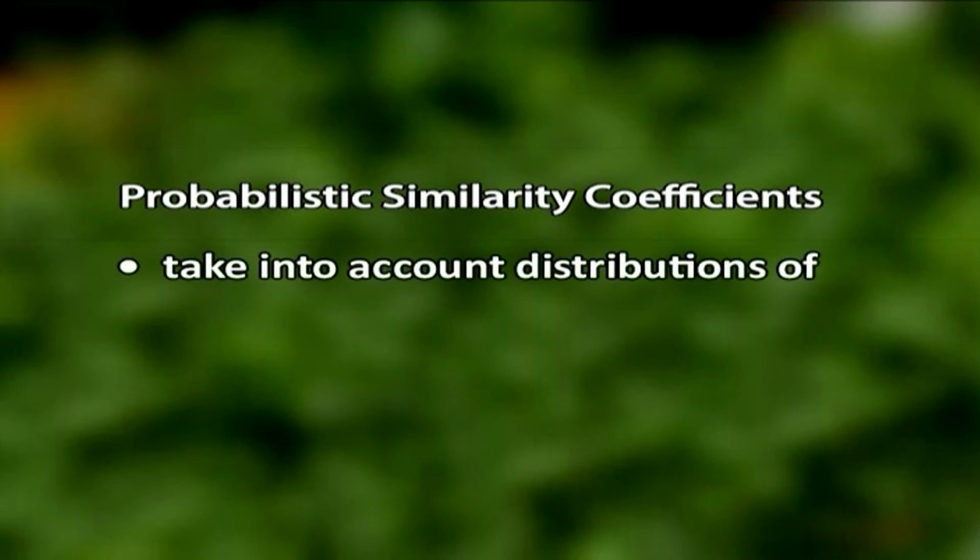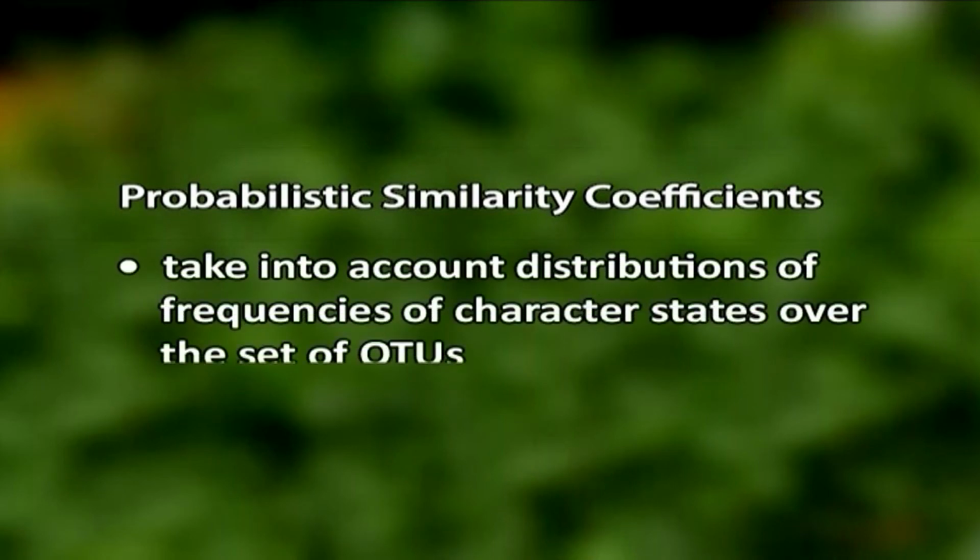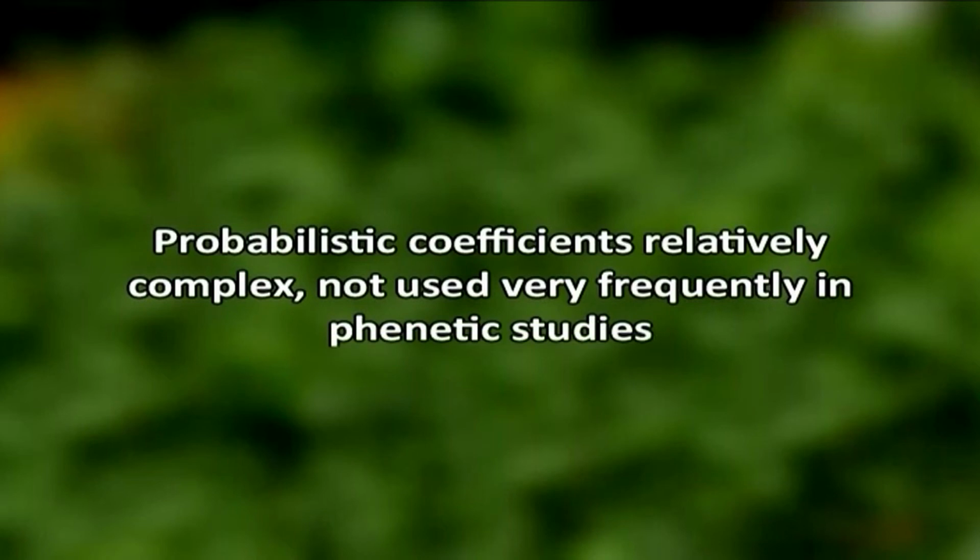Pearson's product moment correlation coefficient is most useful when most of the data exist in more than two states. Now, the probabilistic similarity coefficients. These take into account the distributions of the frequencies of the character states over the set of OTUs. It is based on the premise that agreement among rare character states is a less probable event than agreement for frequent character states and should therefore be weighted more heavily. However, probabilistic coefficients are relatively complex and are not used as frequently in phonetic studies as the other coefficients.